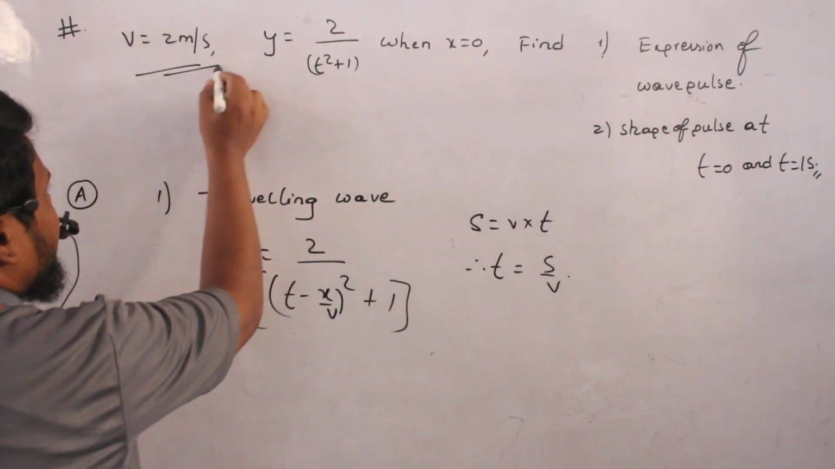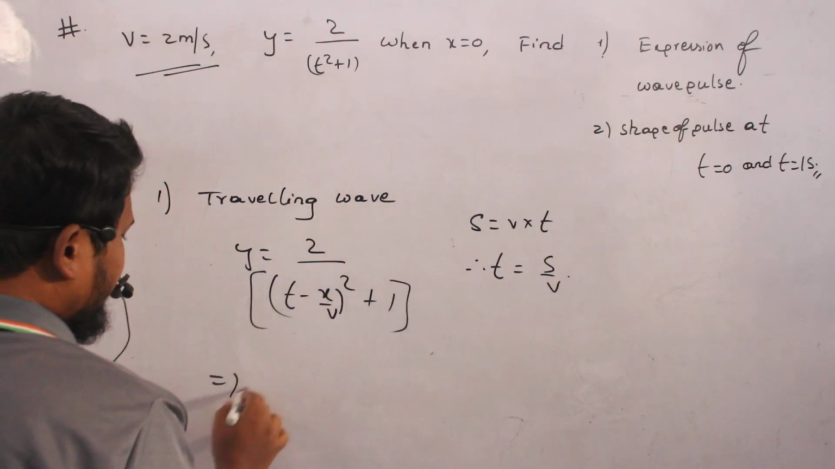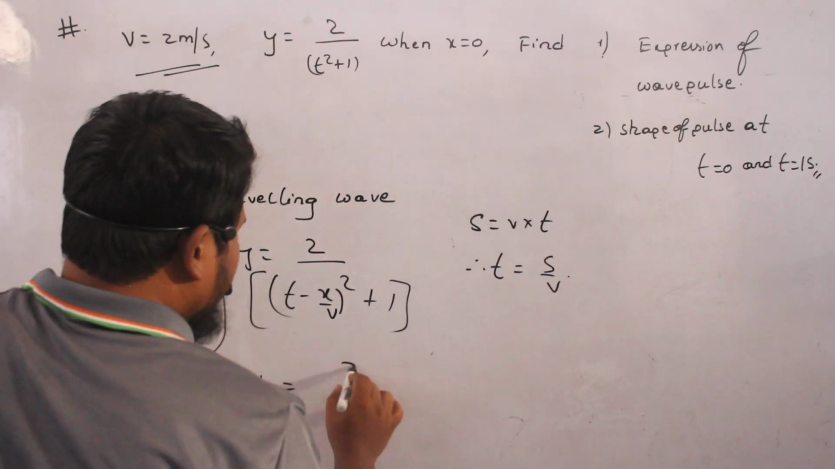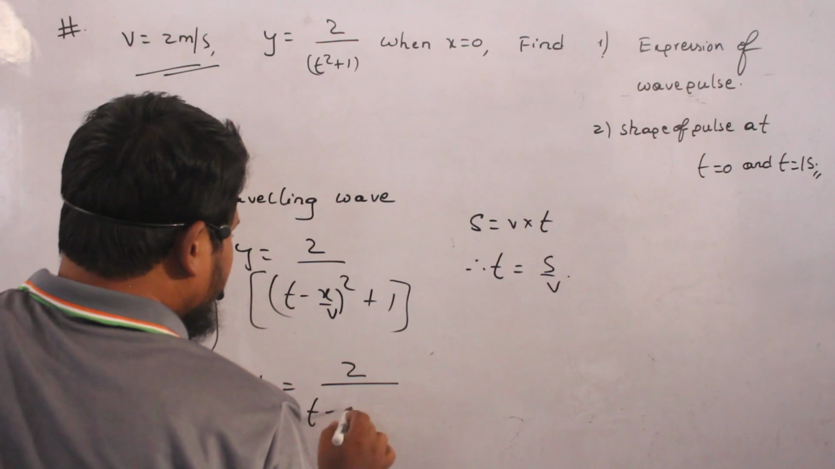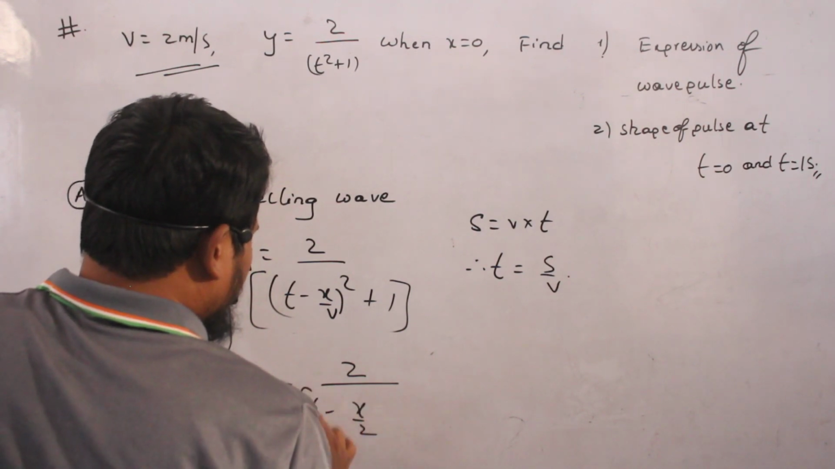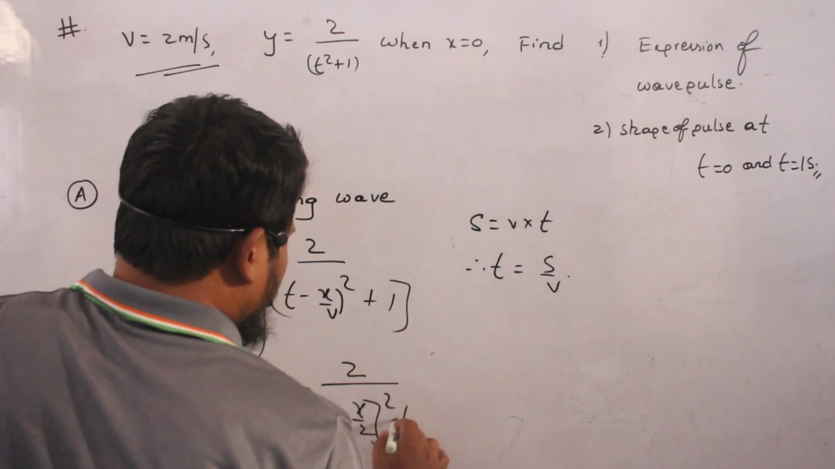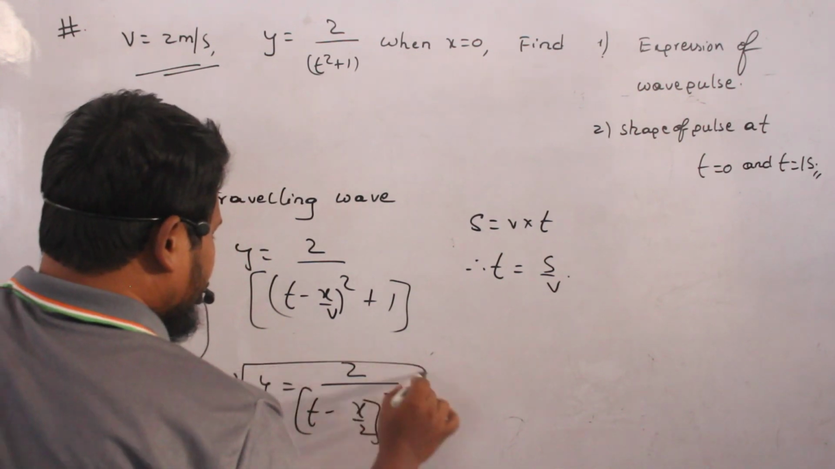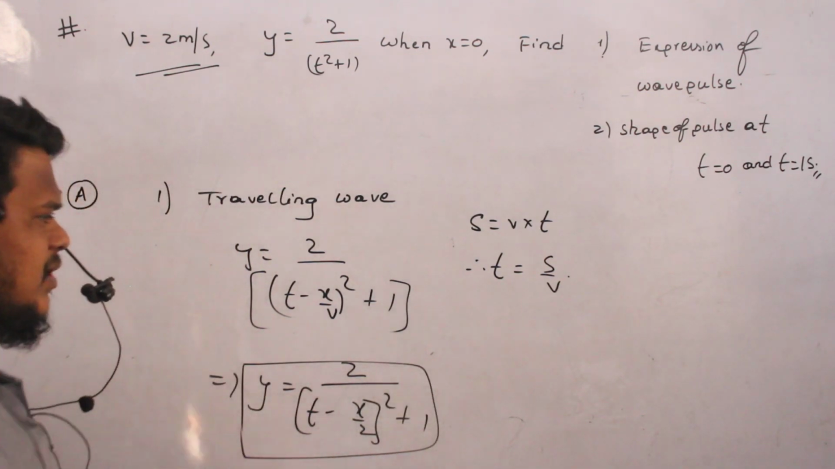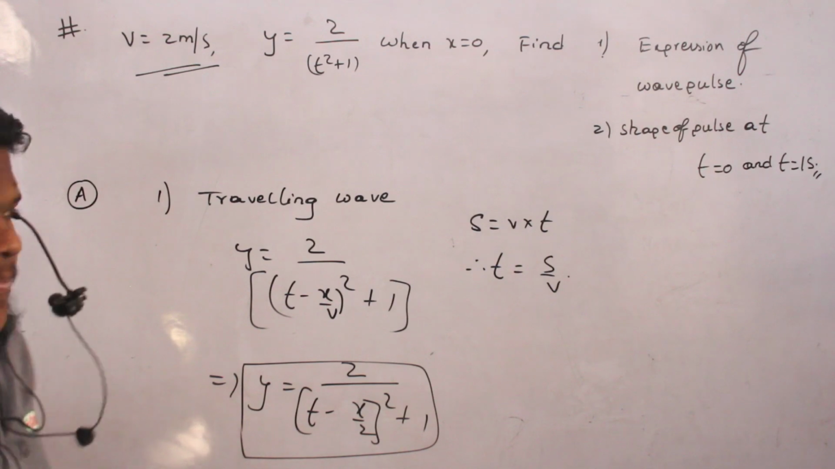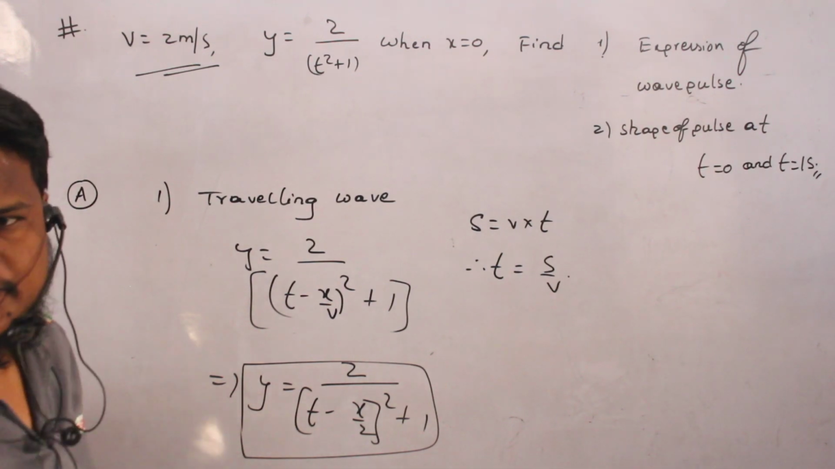Now, the velocity was already given. If the velocity is already given, then how can I write the y value? y equals 2 divided by (t minus x by 2) whole squared plus 1. So this becomes my equation for a traveling wave pulse. This is my answer for the first question.